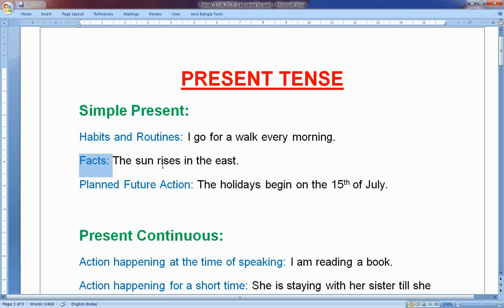Now, facts. Facts mean telling a truth about ourselves or stating a universal truth which is always true. Example, the sun rises in the east.